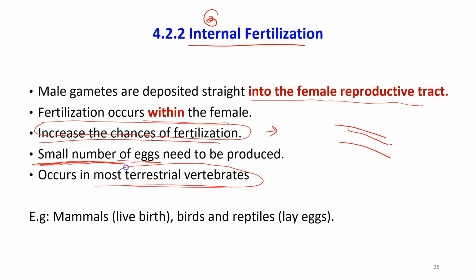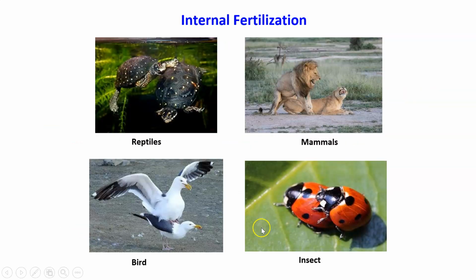Terrestrial vertebrates are animals that live on land. So examples are mammals, which give birth, and birds and reptiles that lay eggs. There are different ways of internal fertilization for reptiles, mammals, birds, and also insects. They mate and the sperm will be deposited into the female reproductive tract.